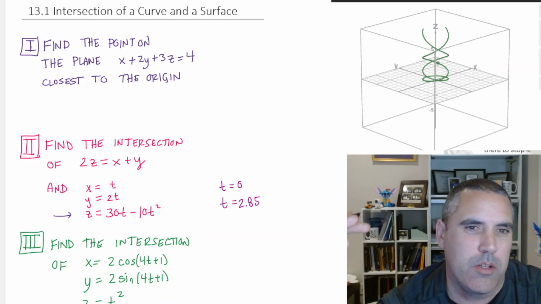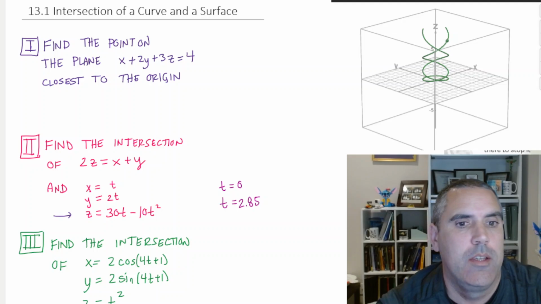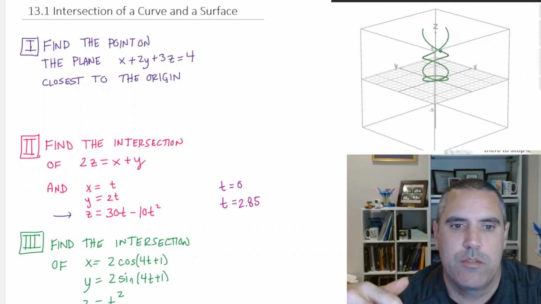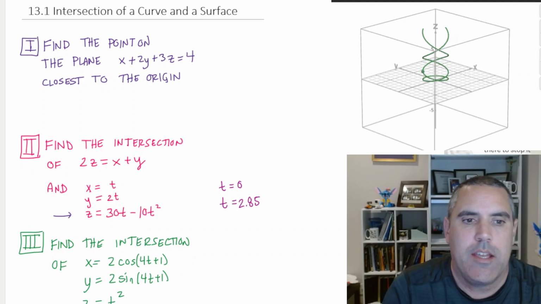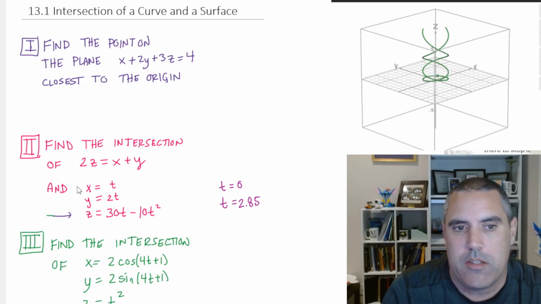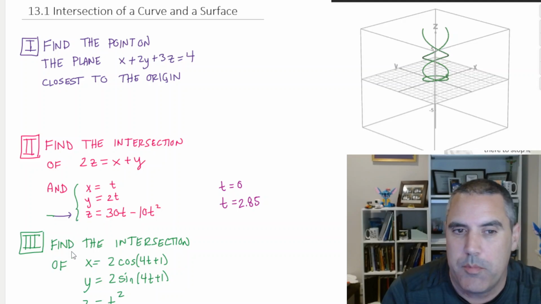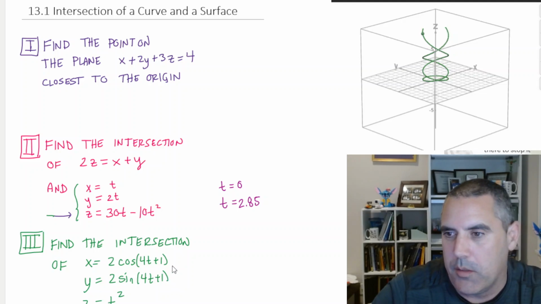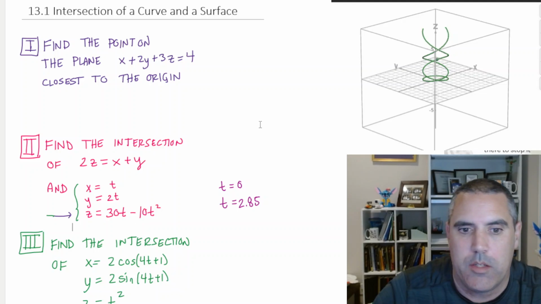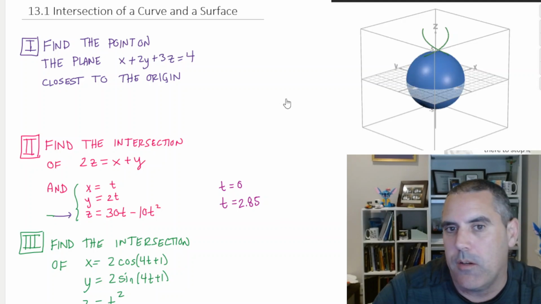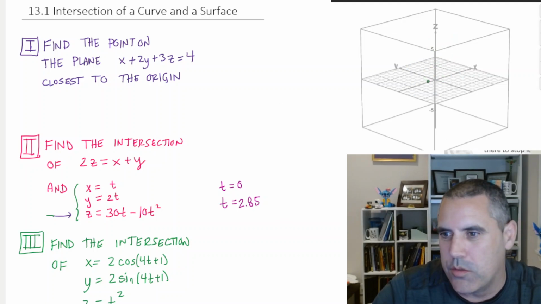1, I'm going to find the point on a plane that's closest to the origin. 2, I'm going to find the intersection of something basically thrown in the air. This would be an equation that's very close to something thrown in the air and where it hits a plane. And then I'm going to do a weird spiraling thing, which is that thing on the right, and I'm going to find when it intersects a given sphere. I'm going to show you that all of those are fairly straightforward.